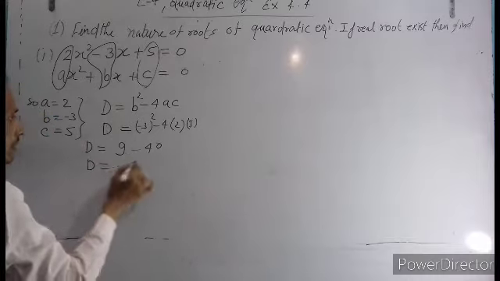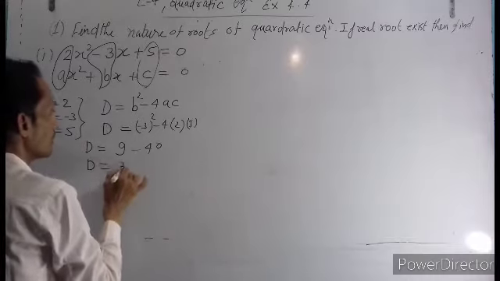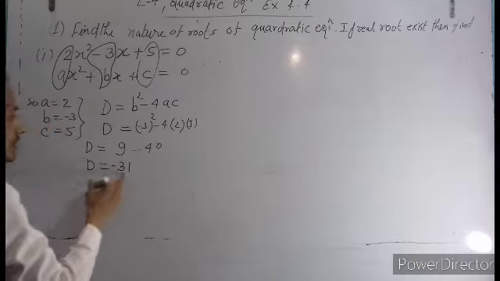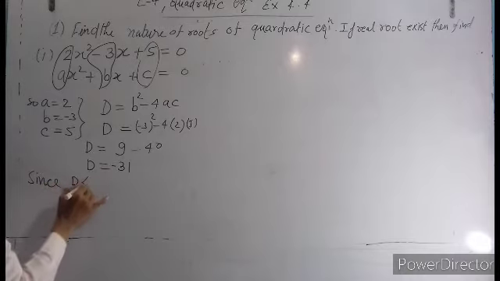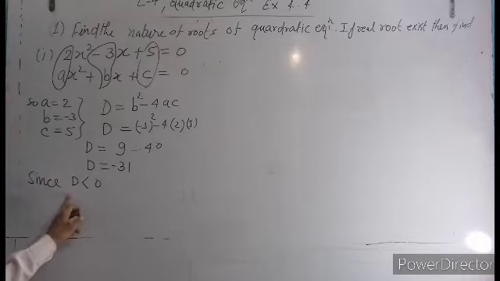So what will D equal to? 31 minus... You can see it's less than 0. Since D is less than 0, according to the previous condition, I have given a third. That is the third condition I have given in the previous part.